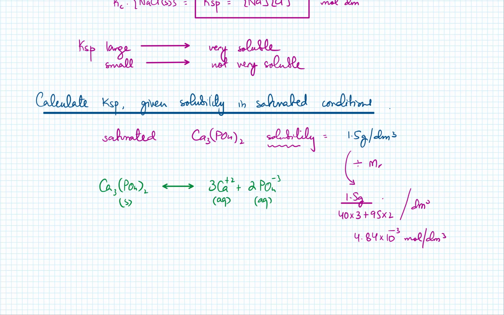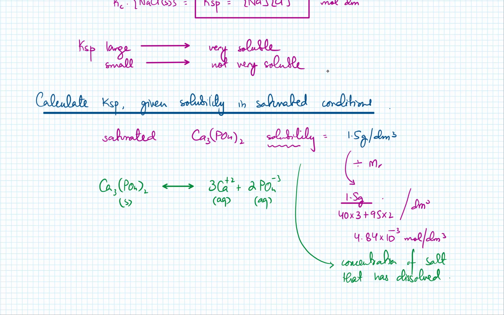So solubility is the amount of salt, or the concentration of the salt, that has dissolved. Okay, that is what solubility is. It's not the concentration of the ions. It's the concentration of the entire salt that has dissolved or become part of the solution. These are the moles that are dissolving.